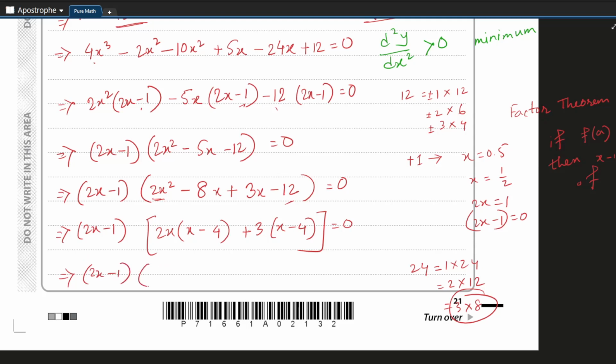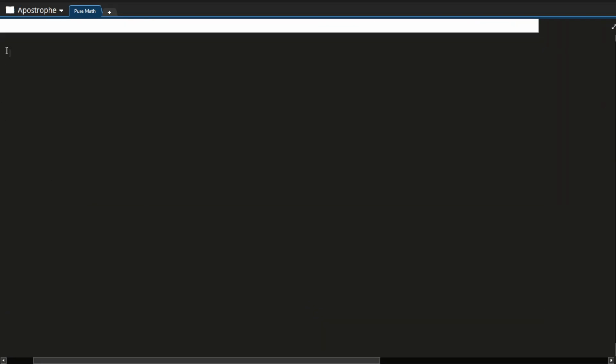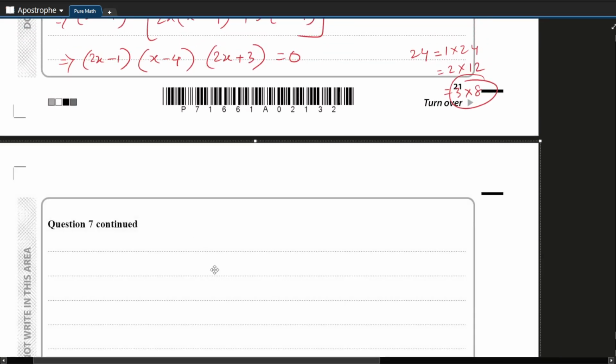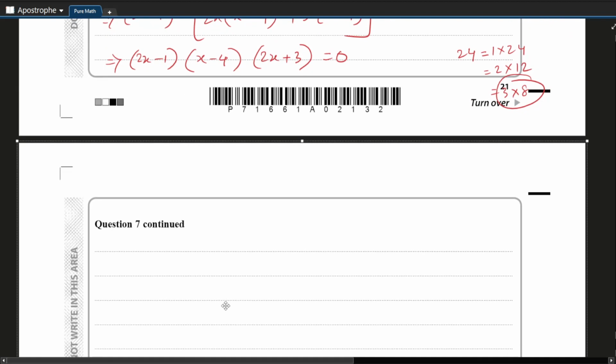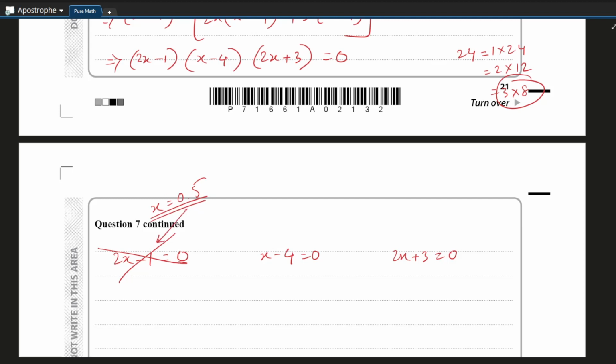2x minus 1, x minus 4, 2x plus 3 is equal to 0. Either 2x minus 1 is equal to 0, or x minus 4 is equal to 0, or 2x plus 3 is equal to 0. We are not going to use this because we already know one of the turning points is that x is equal to 0.5. We got it from there. So that means x is equal to 4 and x is equal to negative 3 by 2. That means this is xa, this is xb.